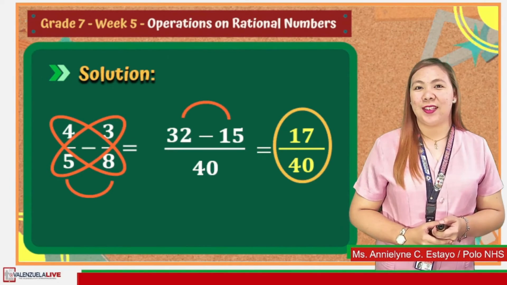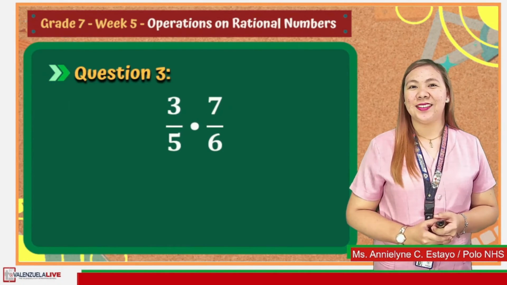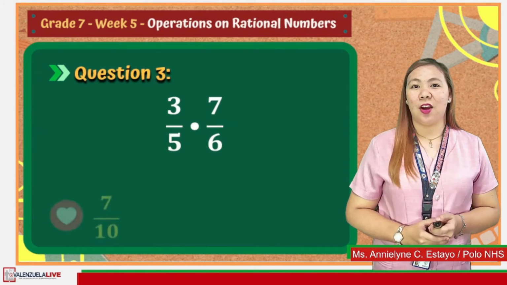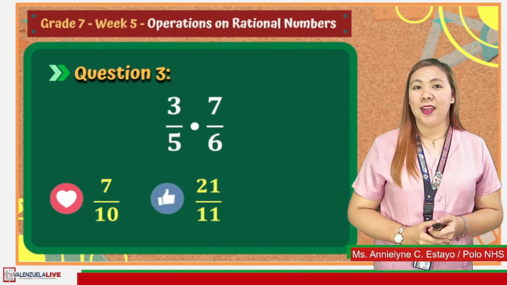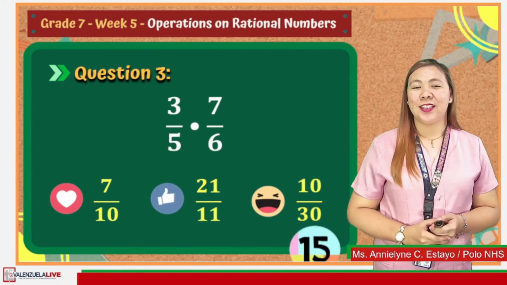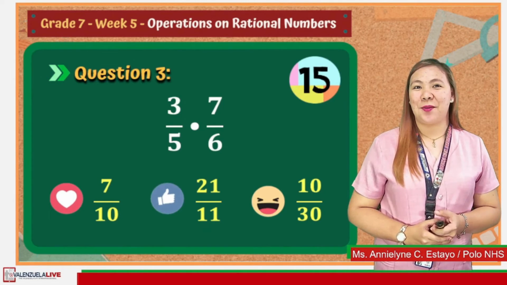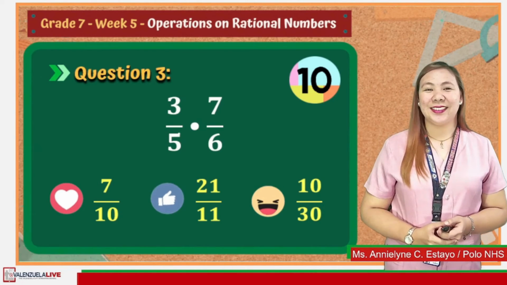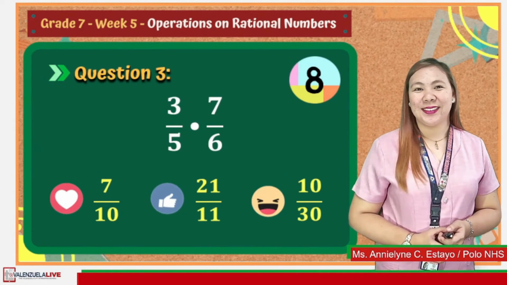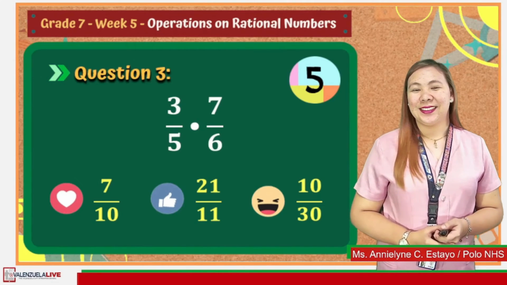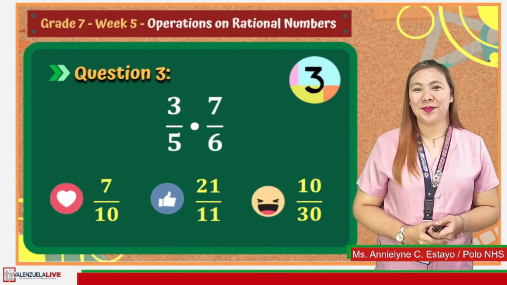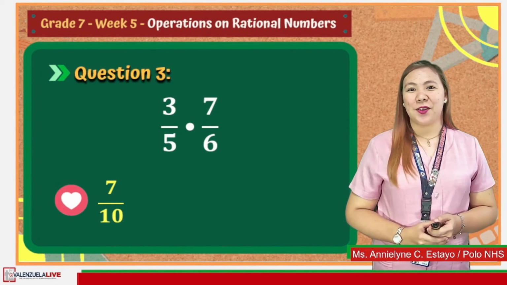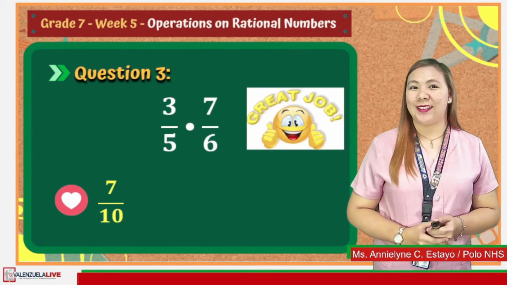Question number 3. 3 over 5 times 7 over 6, is it heart, like, or haha? Timer starts now. The answer is heart, 7 over 10. Very good.